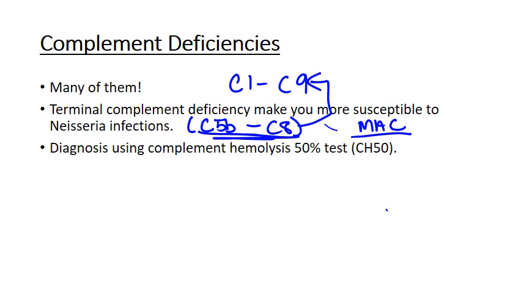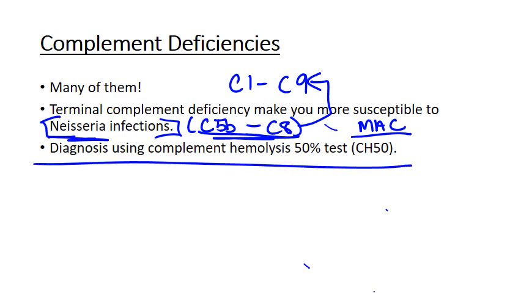If that doesn't happen, then we can't kill some of these gram-negative infections, and Neisseria are the most common. So the one we're most worried about is Neisseria meningitidis, but I can't say I'd exactly be excited to experience Neisseria gonorrhea. How do we diagnose it? You use a complement hemolysis 50% test, or a CH50. This basically stands for complete hemolysis.